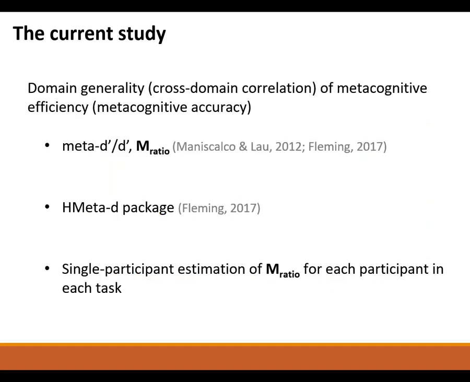Here we also investigated the domain generality, or the cross-domain correlation, of metacognitive efficiency, also called metacognitive accuracy, which is represented by the value of meta-d' divided by d', or the M ratio. Here we use the HMeta-d package to calculate the value of M ratio for each participant in each task, and then calculated the correlation coefficients for M ratio across domains. Here we focus on the single participant estimation of M ratio in the HMeta-d package rather than the results from the hierarchical Bayesian model, because the correlation coefficients based on the single participant estimation are more suitable for meta-analysis.